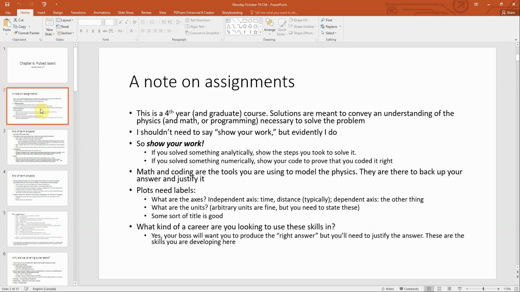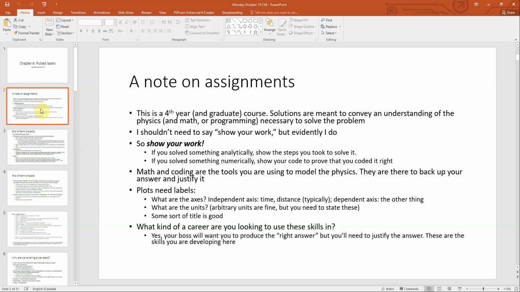Okay. Plots also need labels. I saw a lot of people just giving a line. It looked like some kind of sigmoidal curve or something like that, but then didn't say what the axes were. Some of them said time, but it's like, what are the units? It doesn't mean anything if I just have some S-shaped curve.